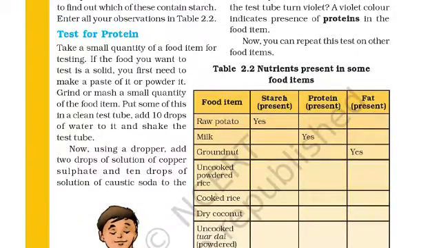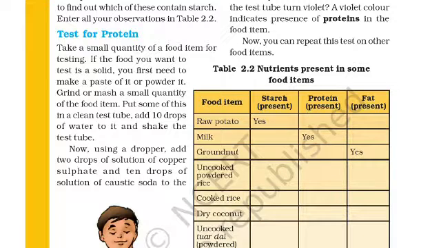Now, the test for protein. How can we test for protein? We have to take a small quantity of a food item for testing. If the food you want to test is in solid form, then you first need to make a paste of it or powder it. We can't test in solid form; we have to make it a powder or a paste.